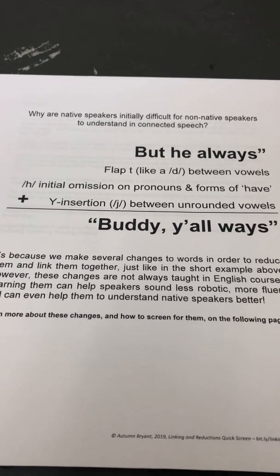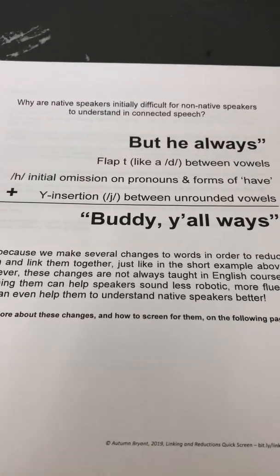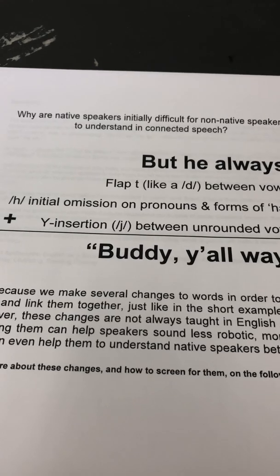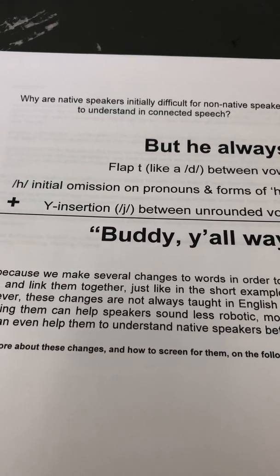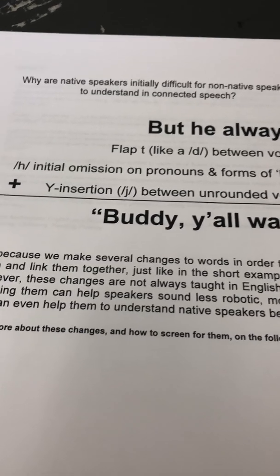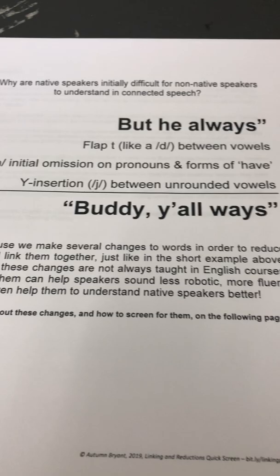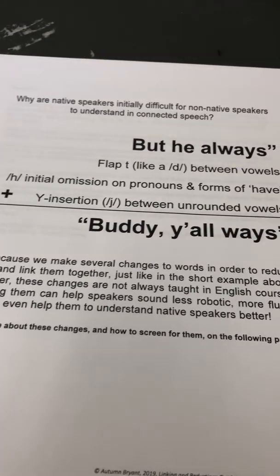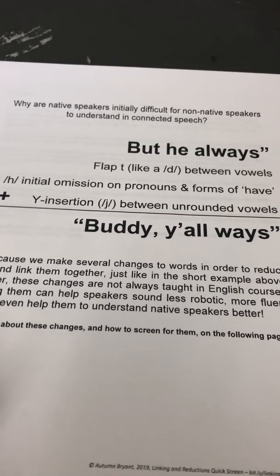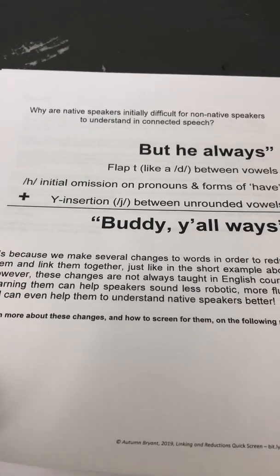If you think about it, the first way I said it, "but he always," sounds a little choppy, but native speakers do some linking to varying degrees. So a T sound in between two vowels might sound more like a D. H at the beginning of a pronoun or a form of the word have might be deleted, and the y sound will come between two vowels if the first one is not round. So that's why "but he always" can sound like "but he always."